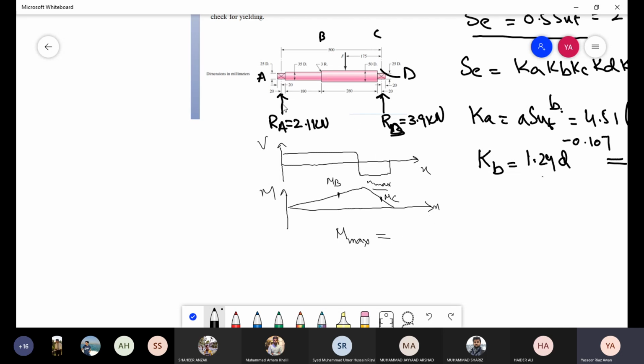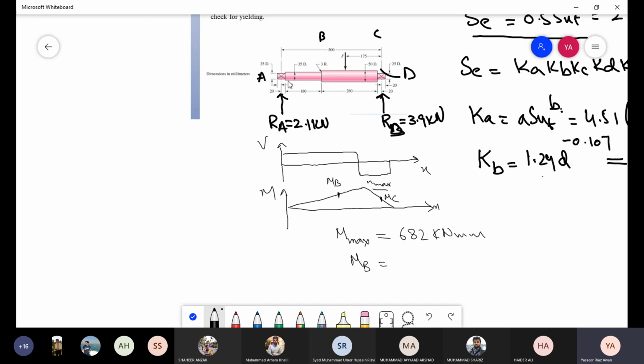So the maximum moment, obviously the force is given, and the distance is given, so calculating the moment at this point is not very difficult. Multiply the force by this distance, and you get 682 kilonewton millimeter.